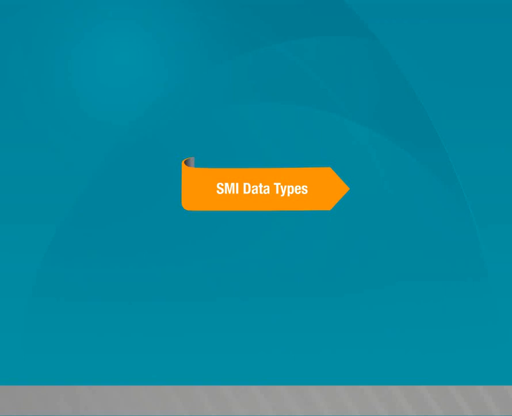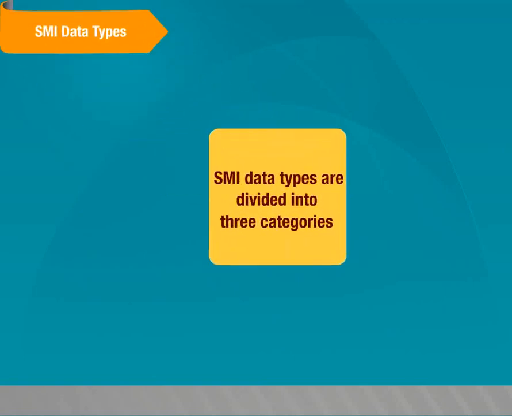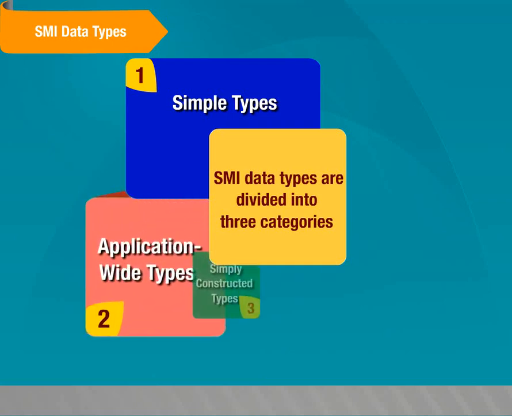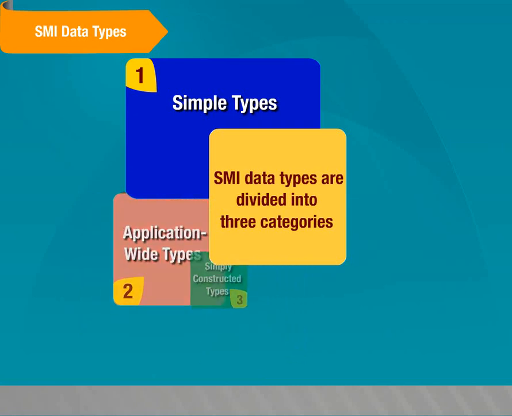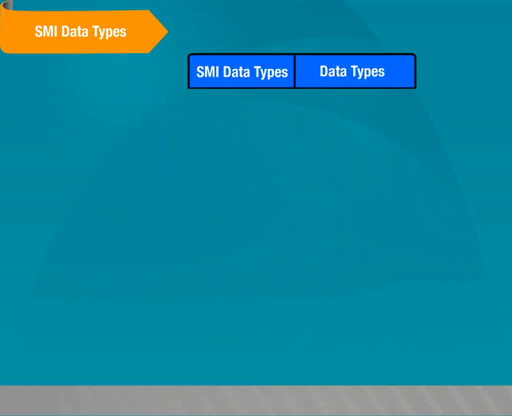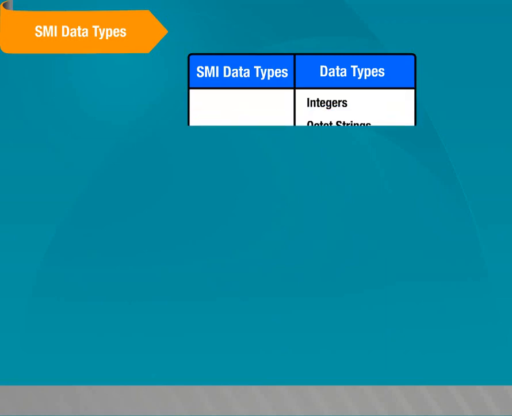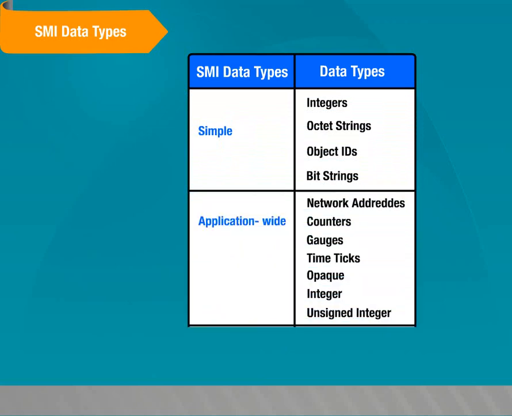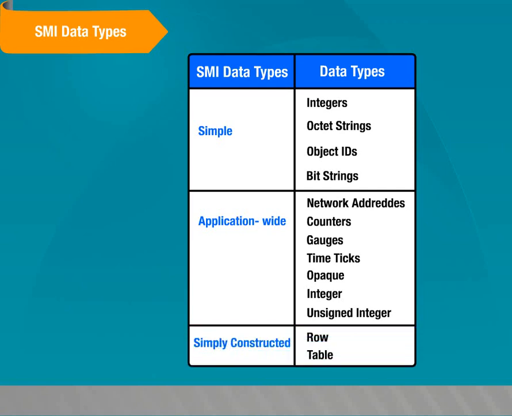SMI data types. SMI data types are divided into three categories: simple types, application-wide types, and simply constructed types. SMI data types. Simple: integer, octet strings, object IDs, bit strings. Application-wide: network addresses, counters, gauges, time ticks, opaque, integer, unsigned integer. Simply constructed: row, table.